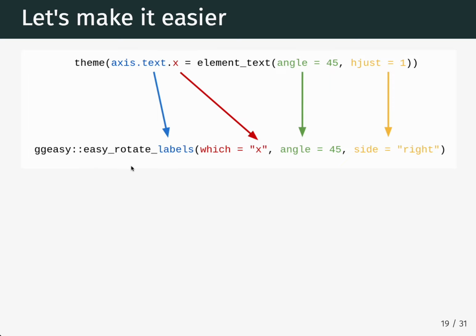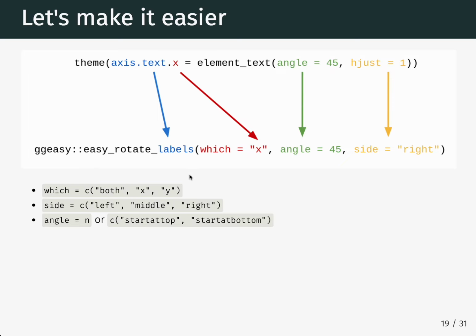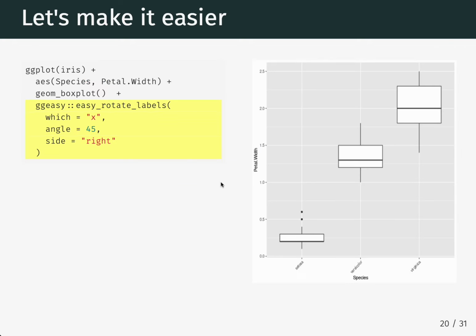So we have easy_rotate_labels. The which argument could be either the x, the y, or both, and we could align to either the left, the middle, or the right. The ggeasy version of this then looks like easy_rotate_labels, x to 45 degrees, aligned to the right. And we get the same thing that we got with the theme command.